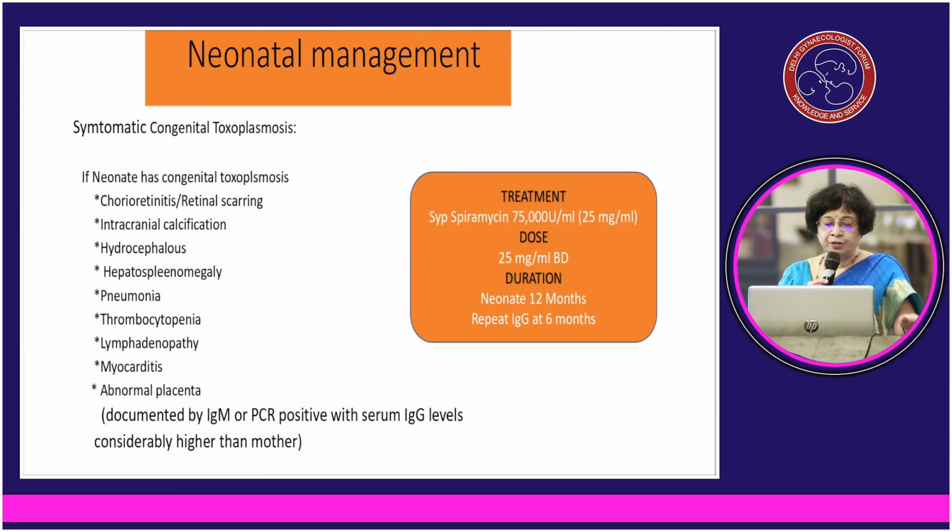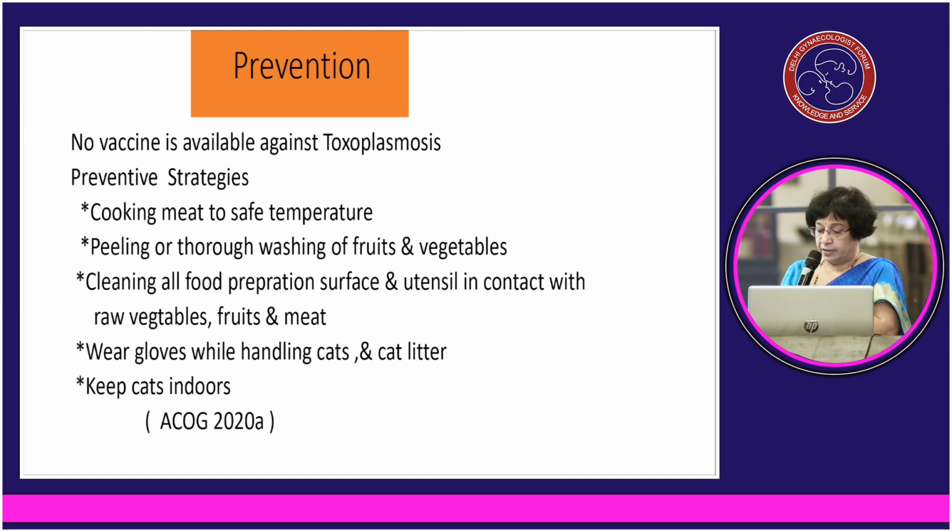So neonatal management would be for symptomatic congenital toxoplasmosis, which may present as chorioretinitis, retinal scarring, intracranial calcifications. There's a long list, and this is documented by IgM or PCR positive, with abnormal placenta, and documented by IgM or PCR positive with serum IgG levels considerably higher than the mother. So the treatment is again 25 milligrams per kilogram, given for around 12 months, and we repeat IgG for the baby at 6 months.